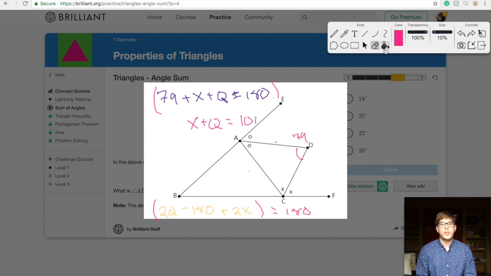Actually, let's not move it to the other side. We're just keeping it here for now. So what do we have? We have x plus q equals 101. So if we double both sides, we have 2x plus 2q equals 202. So we have a 2q and a 2x here. So what are we left with? We have 202 minus 180 equals this missing angle. So 202 minus 180 equals 22. So I'm saying this missing angle is 22.